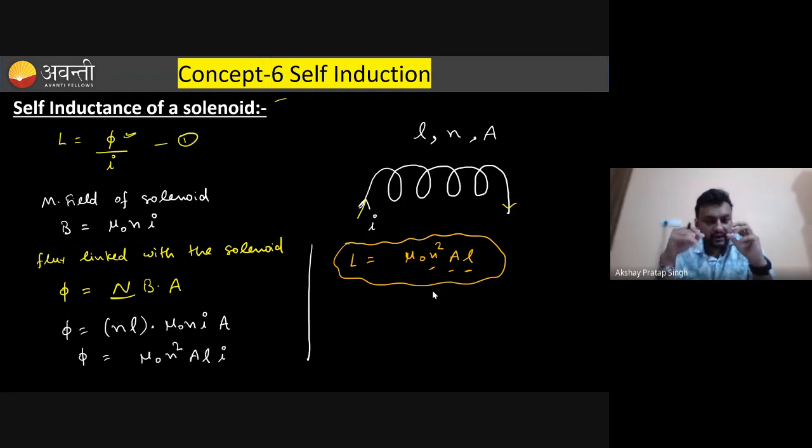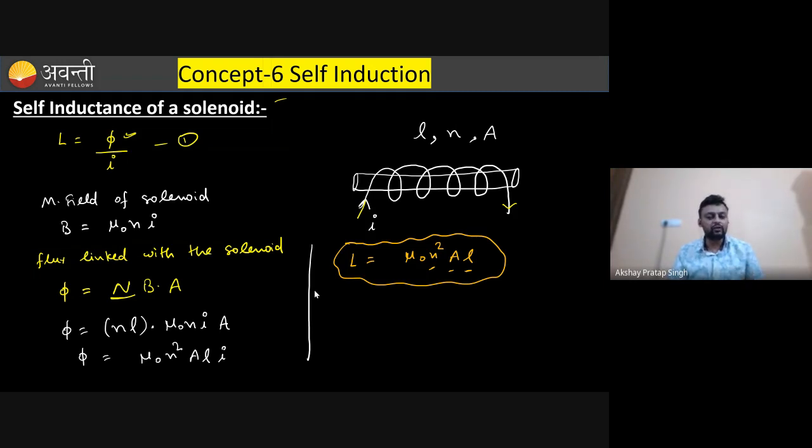Out of which, if someone asks you how you will increase the self-inductance of a solenoid, then the most preferable thing is to insert some iron material inside it, or some soft iron material inside it. Mu naught is the permeability of free space. And if you insert some iron material inside it, the permeability increases and the self-inductance of the coil or of the solenoid increases many times.